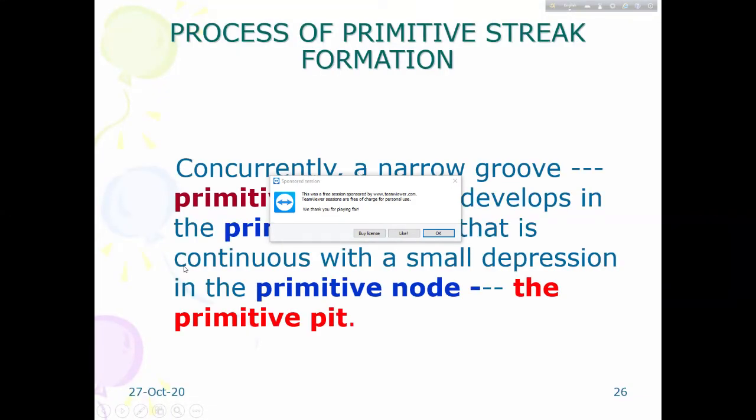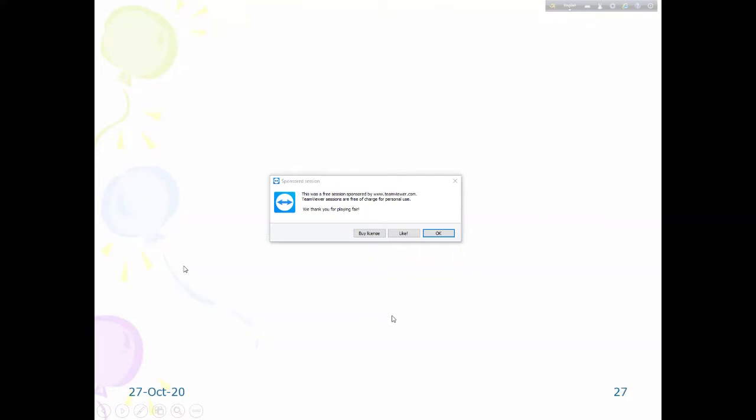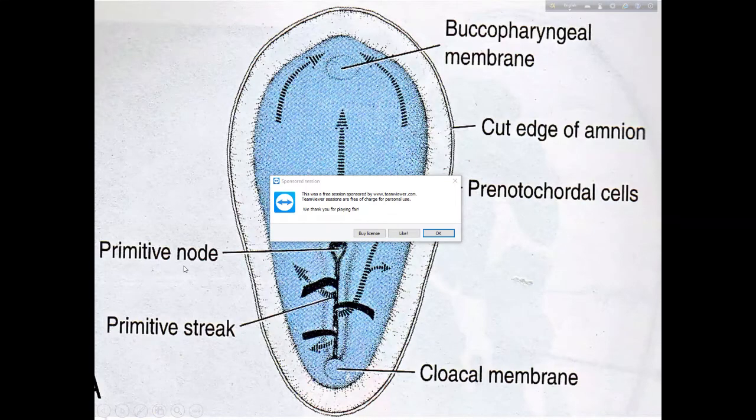Concurrently, a narrow groove, the primitive groove, develops in the primitive streak that is continuous with a small depression in the primitive node, the primitive pit. So number one, the primitive streak, a linear thickened band of epiblast. Now, as cells are added in the caudal end, it will elongate, and here there is a clump of epiblast cells. We call it the primitive node.